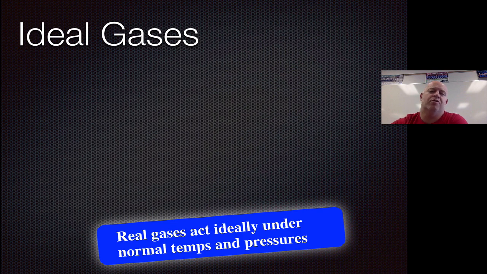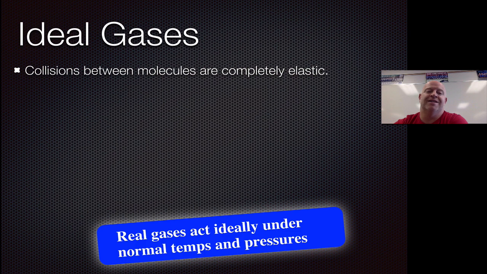Okay. So let's talk a little bit more about ideal gases and kind of what they are and how they work. First thing: collisions between the molecules are completely elastic. In the world of physics, when we talk about elastic collisions, we're talking about collisions that do not lose any energy. That's pretty rare in our universe. Most collisions do lose a little bit of energy.